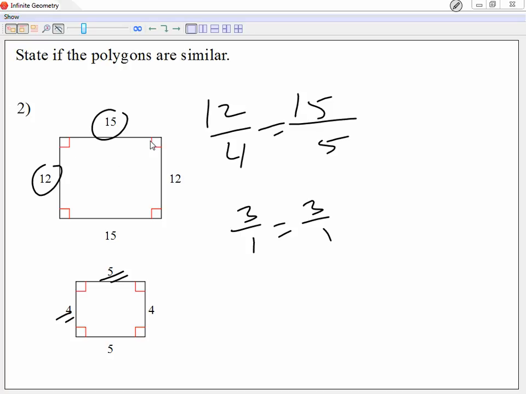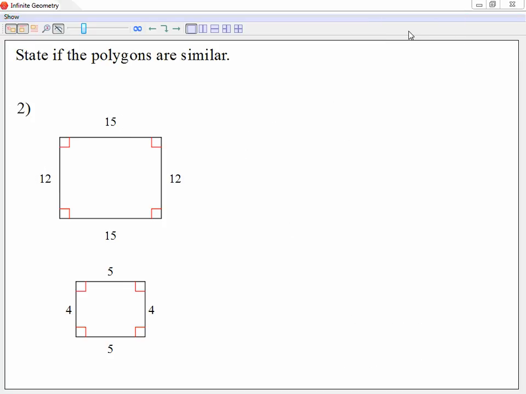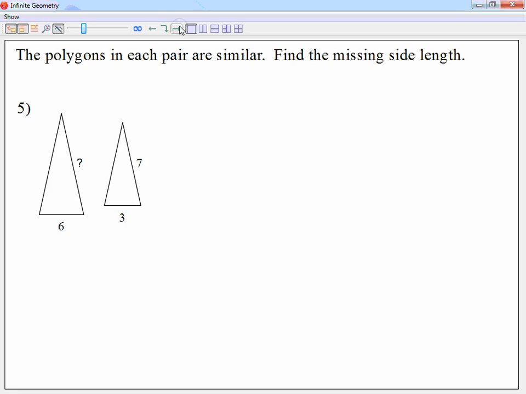Angles, I notice that they're all 90 on both figures. So the angles are equal. So similar. All right. Any other questions on the first 4? No? All right. Now looking at question number 5.